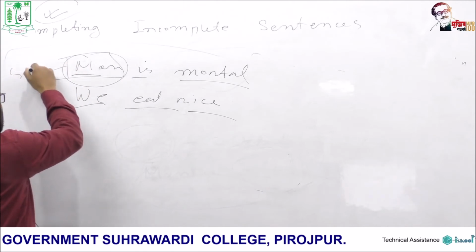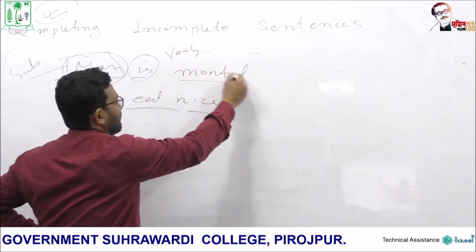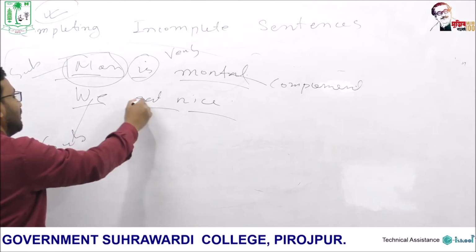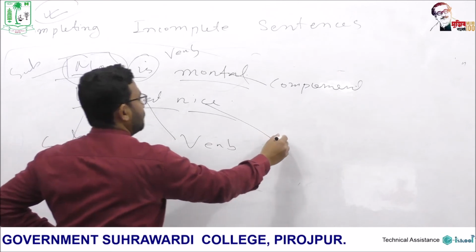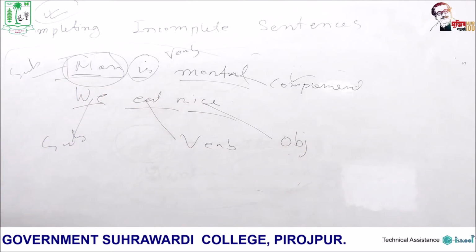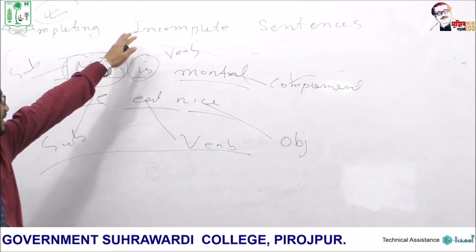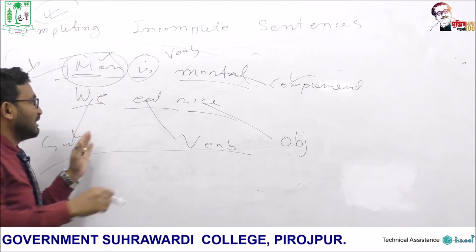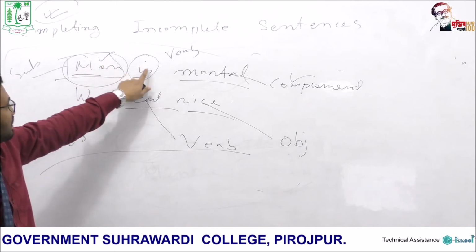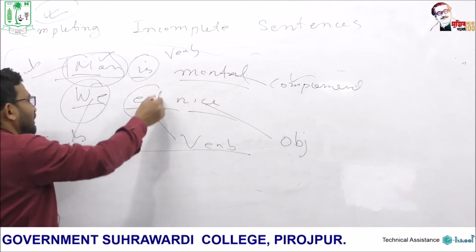Man is called subject, and every student knows it. Is is verb, and mortal is complement. We is subject, eat is verb, rice is object. Look at this, I have written complement and I have written object. There is a slight difference between complement and object, but today I am not going to talk about this. So what is the normal structure of writing a sentence? We write at the beginning a subject, then a verb. In an assertive, normally declarative sentence, man is subject, is is verb, mortal is the complement. Now here we is the subject, eat is the verb, rice is object.